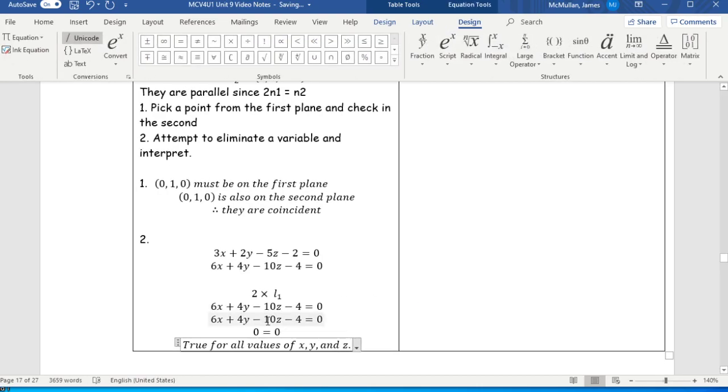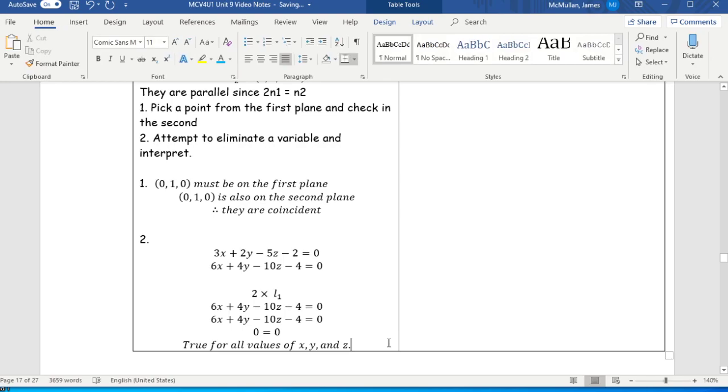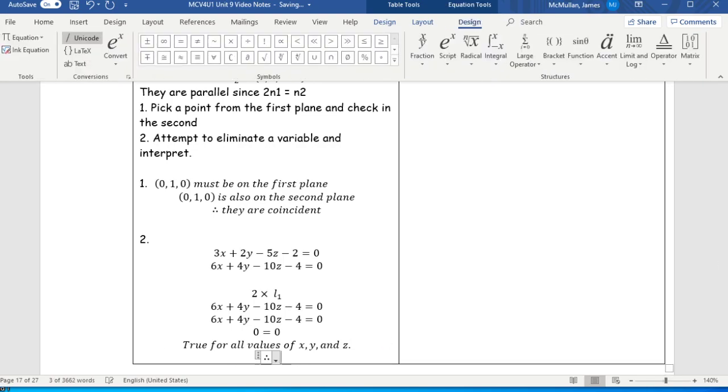So since we did the elimination and found a true statement at the end, no matter what x, y, and z you choose, the statement would be true. Therefore, they intersect everywhere. Okay, infinite solutions and coincident.